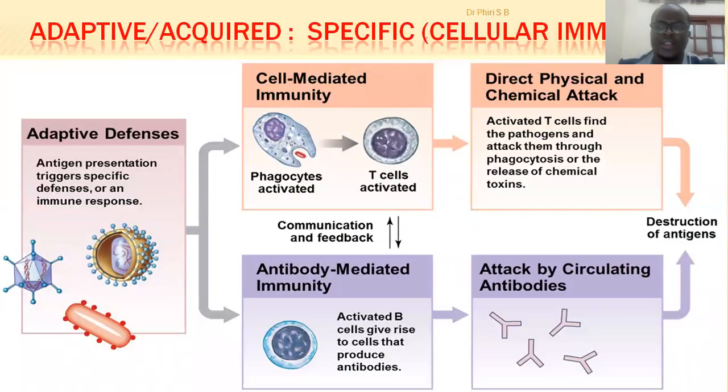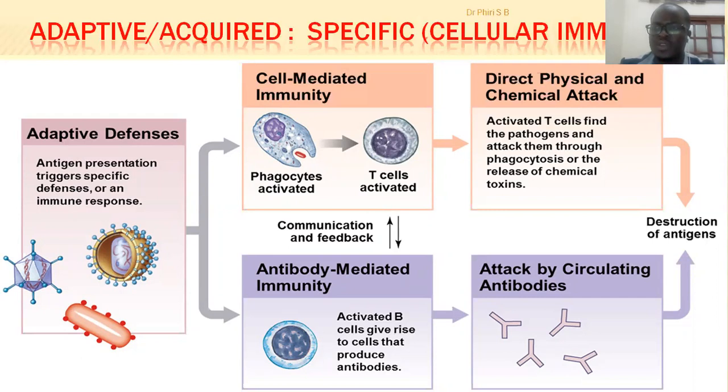This is just a general picture of adaptive or acquired immunity. It's just a summary, so we'll go into detail. I'm just laying a background of adaptive immunity. So you have adaptive defenses. Like I said, when you're talking of adaptive, you need exposure to an antigen. These cells, to be activated, need exposure to an antigen.